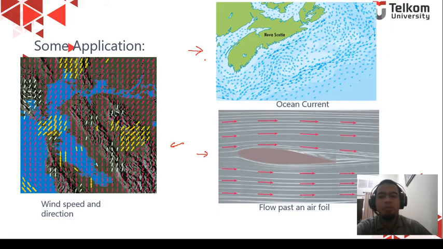The first example is the application of wind speed and direction. Every wind speed and direction should be represented as a vector. So using the line integral, we can predict the power of wind. We can also predict the power of the angin puting beliung, angin topan, and others.